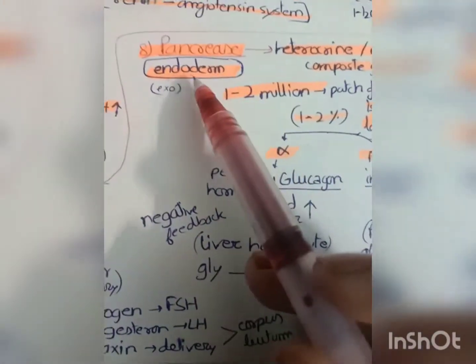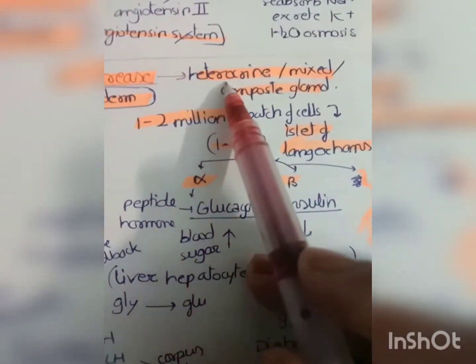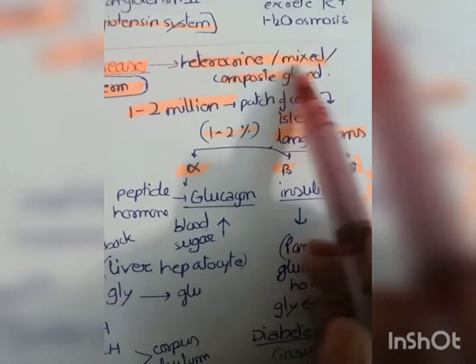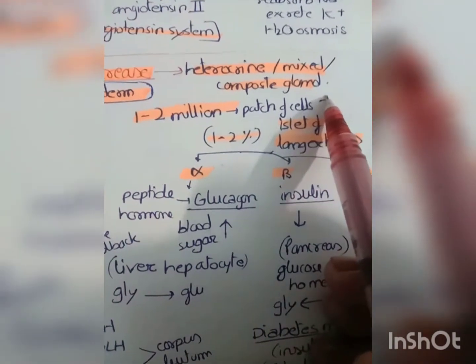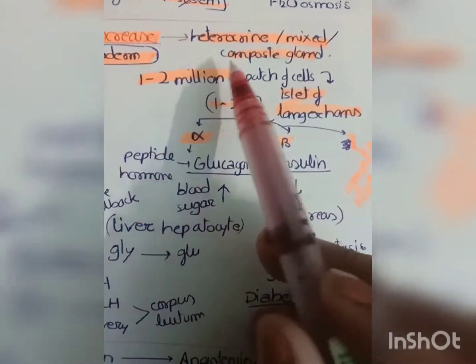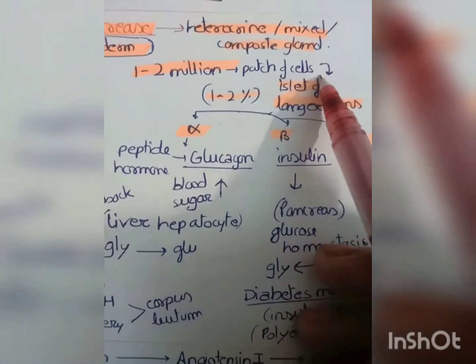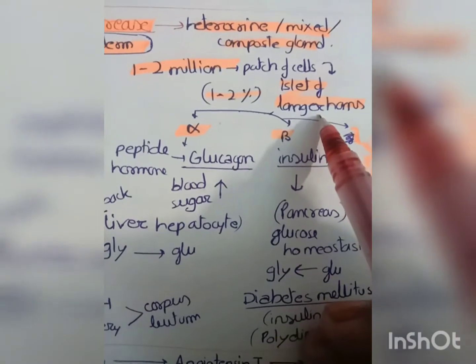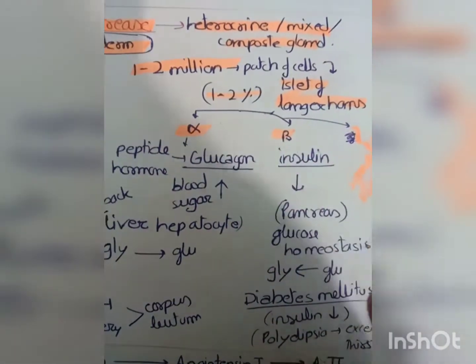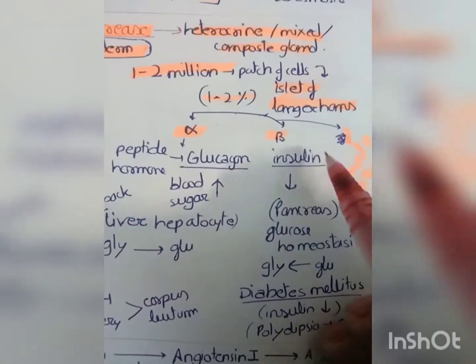Now we are going to study the next endocrine gland, that is the pancreas. They are endodermal in origin. They are heterocrine glands, or mixed glands, or composite glands. It is because in the pancreas, 1 to 2 million patches of cells are found which are known as islets of Langerhans. And these cells are of three types: alpha cells, beta cells, and delta cells.